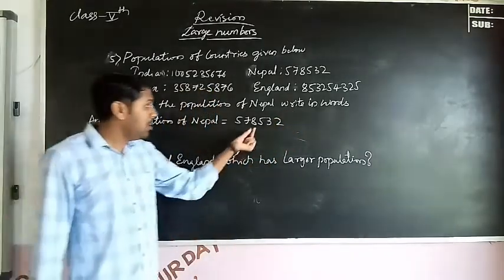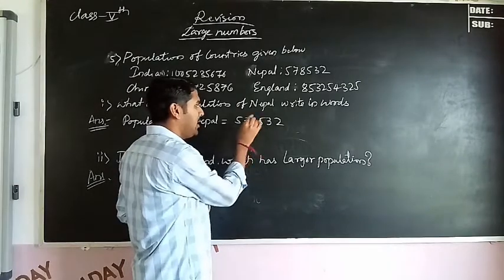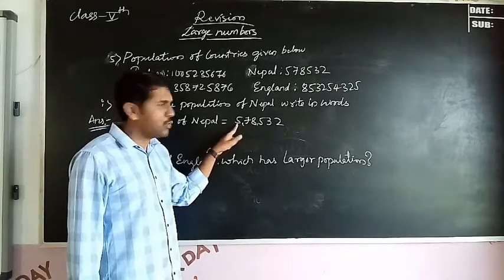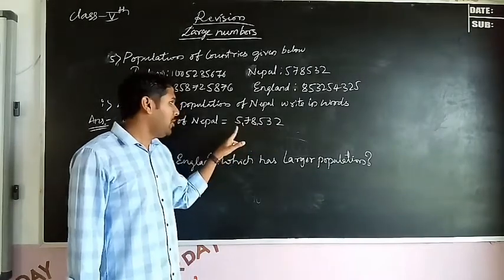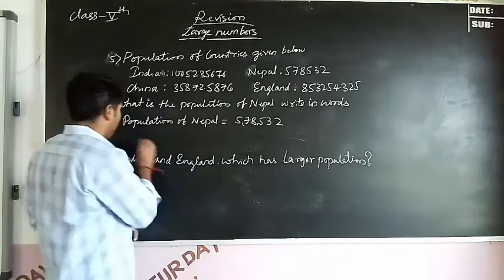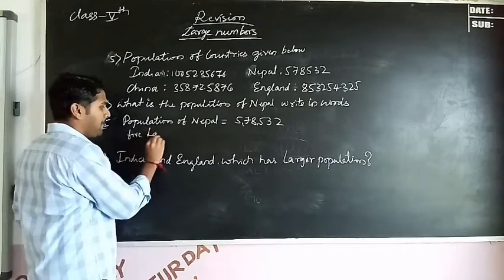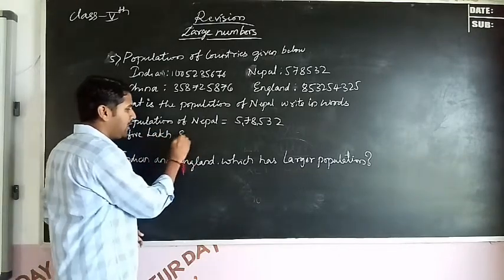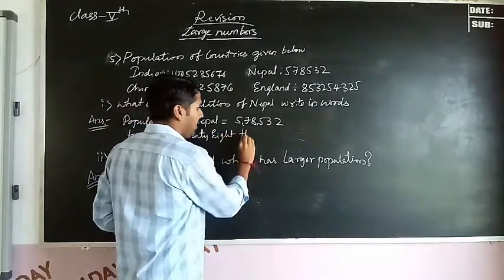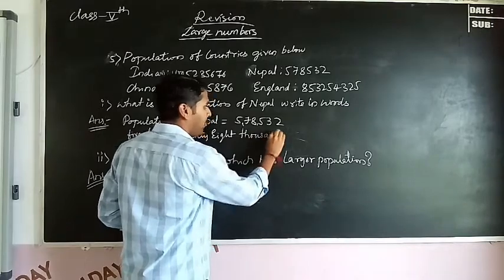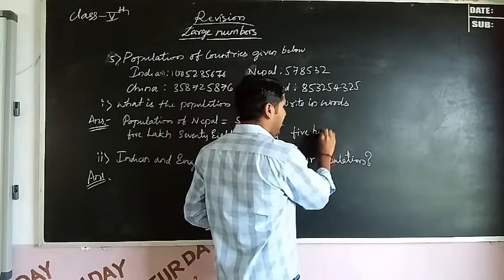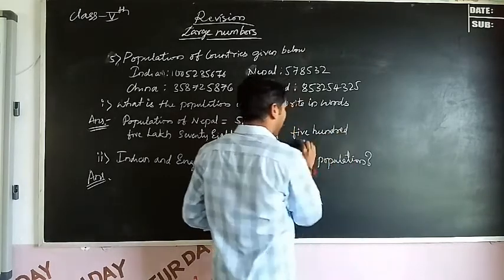That's why we put the commas first: 3 digits, then 2 digits. So what is this number? 5,78,532. This is the lakhs group, thousands group and ones group. So write it: 5 lakh 78,000, remaining 532.